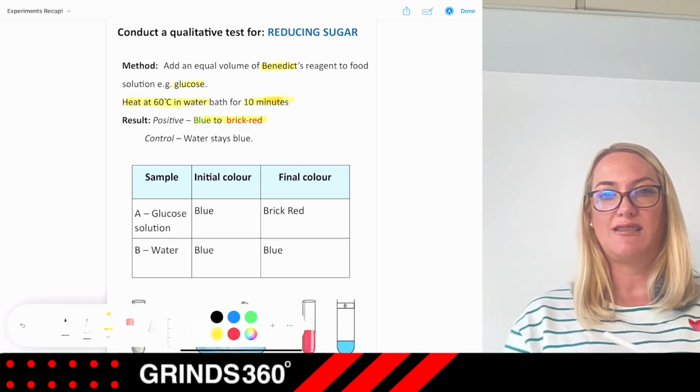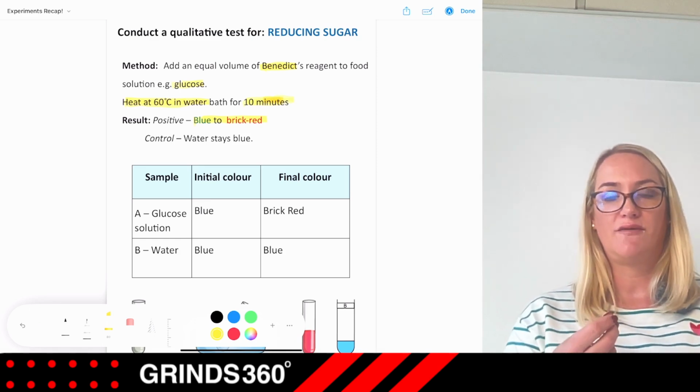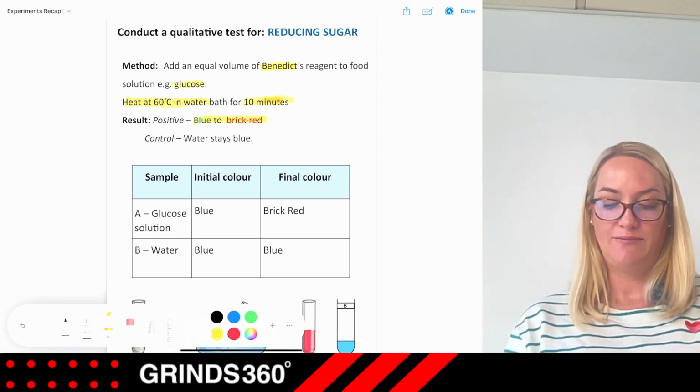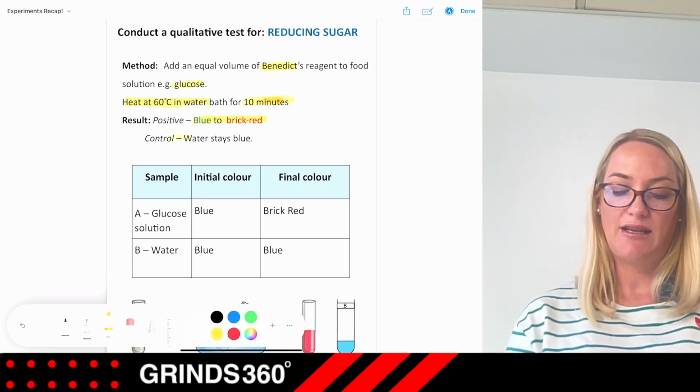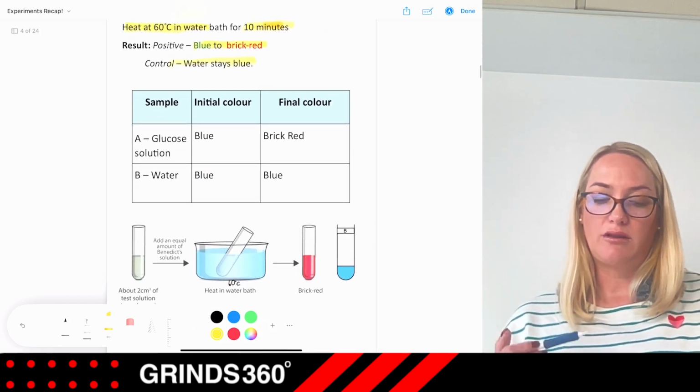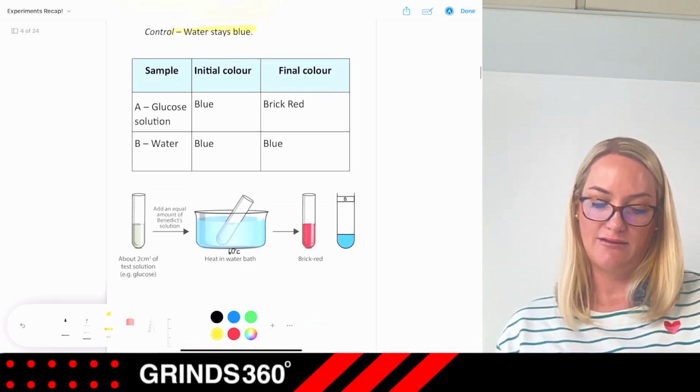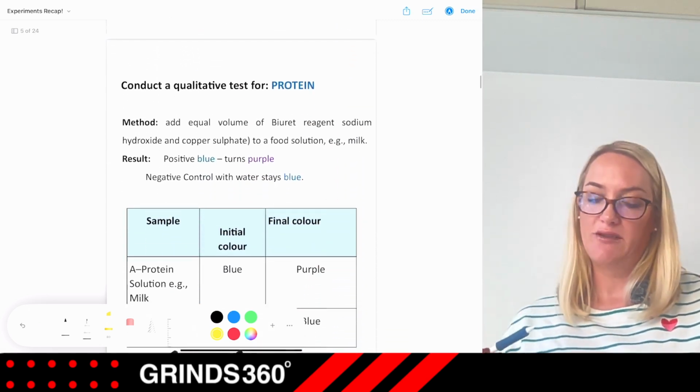So when you first would do this, it would go orange first, then green, and then eventually it will go brick red. So your control will stay blue. So the test for reducing sugar is the only one that requires heat. Okay. Your test for protein.